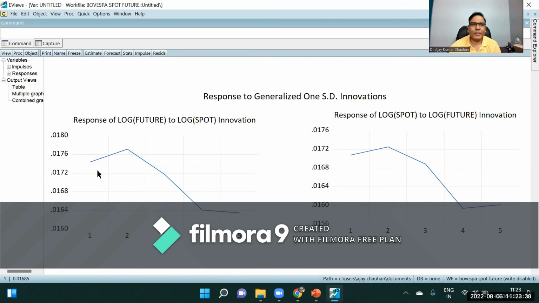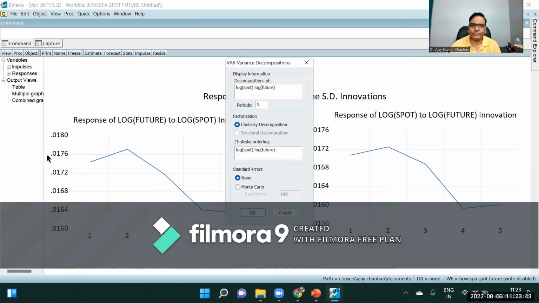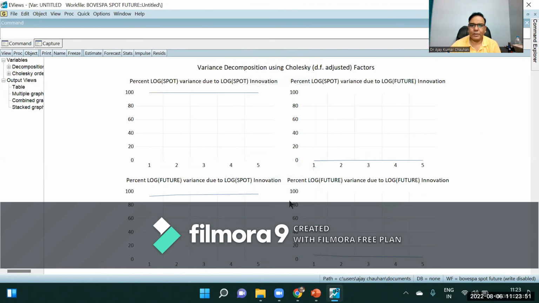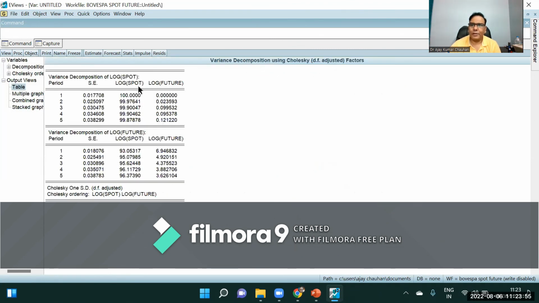Similarly, we can go for variance decomposition, 5 period. So let's see the decomposition. Okay, and we have to make the tables. The spot is explained 99% by itself, only 0.12% by future. However, future is explained 96% by itself and 3.6% by spot. You can see that log of future is explained how much by spot? 96%. So 96% movement in the future can be explained by the spot. Too high. And future is not explained by itself. So this is the clear picture, and you can make this graph or stack graph.